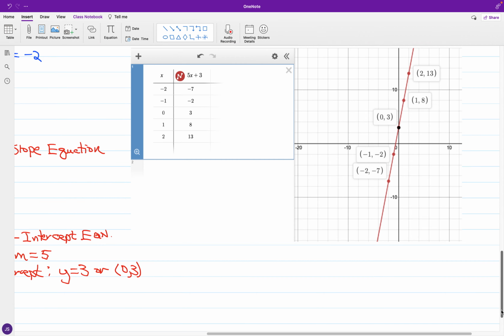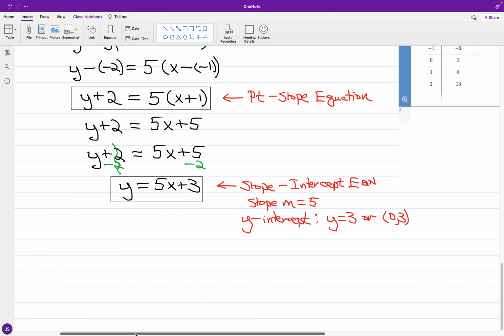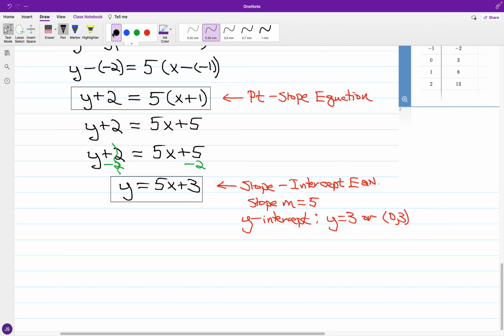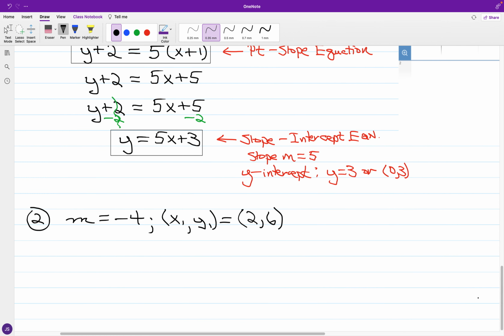Now, let's say that we have a case where the slope is negative. Say the slope is equal to -4. And we'll say that the point through which the line will pass is 2, 6. Again, just laying the groundwork for the point-slope equation as well as the slope-intercept equation.